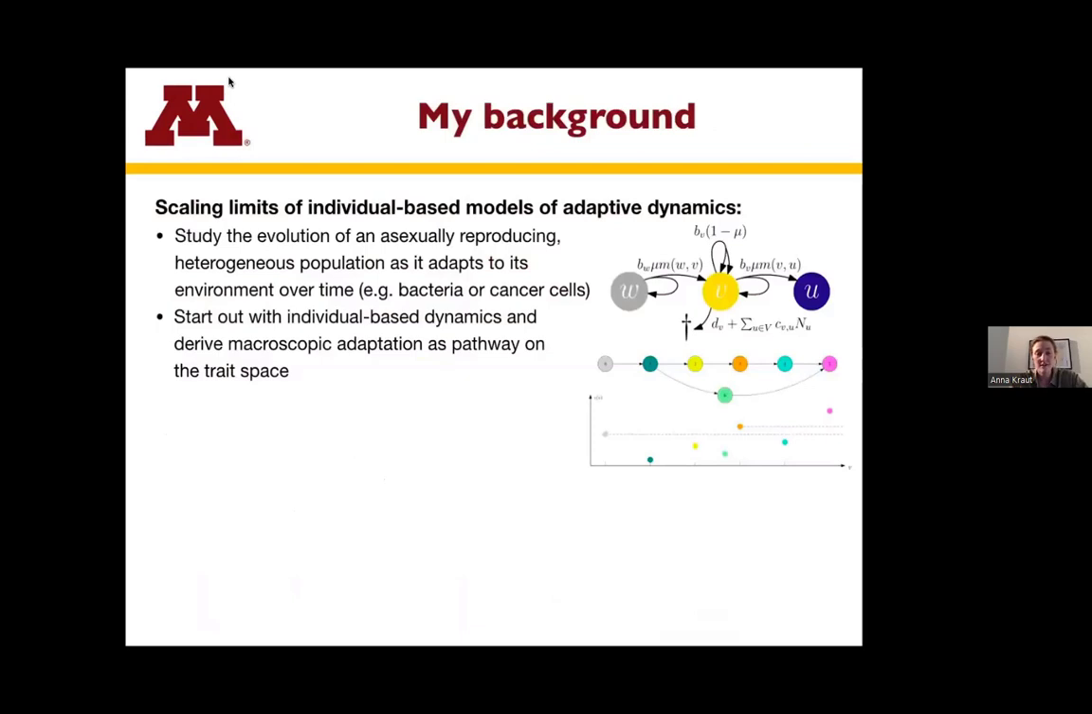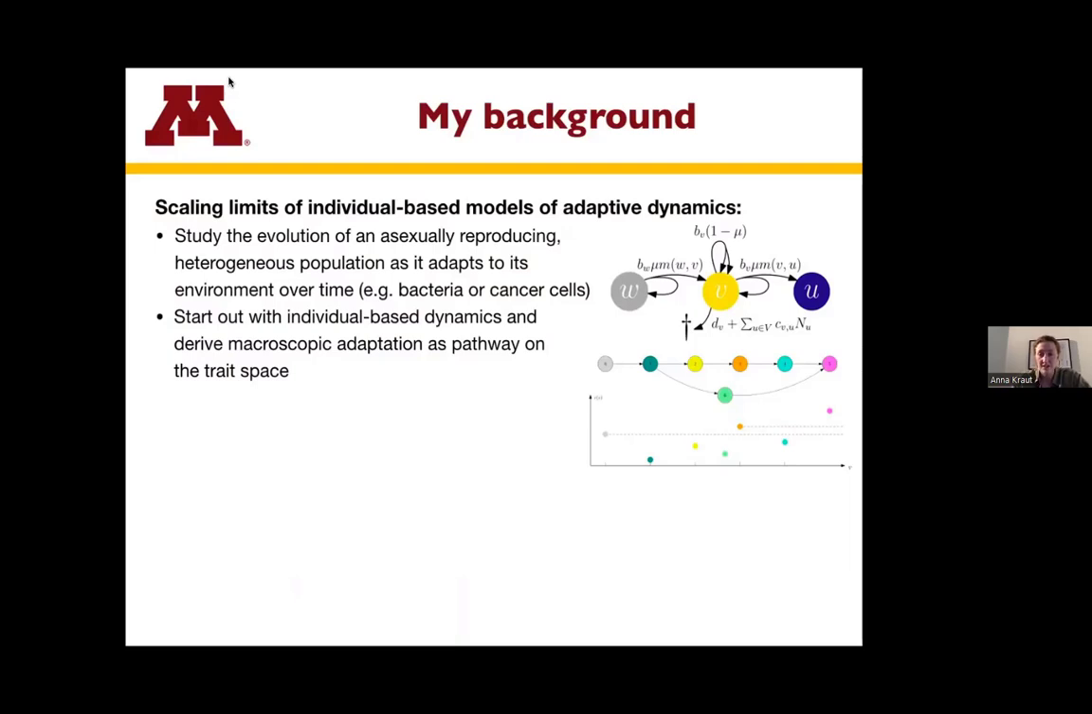All right, and before I get started, I want to give you a brief review of what I actually work on myself and what kind of techniques are involved. So my own research is twofold. On a more theoretical level, I'm working on scaling limits of individual-based models of adaptive dynamics, and that is pretty similar to what has already been talked about in the last couple of days, for example, by Jochen Blath and Anders Tobias. And so we're studying the evolution of an asexually reproducing population.